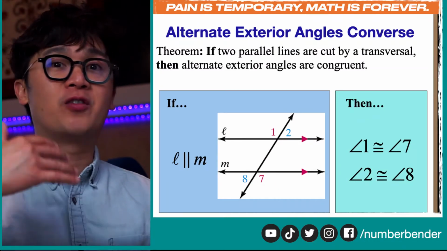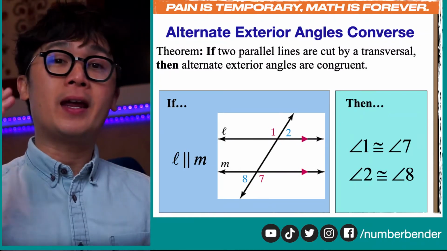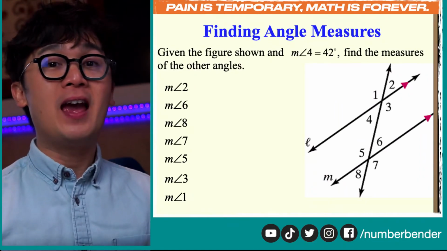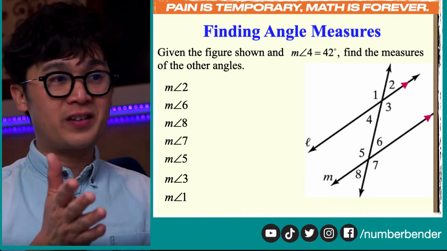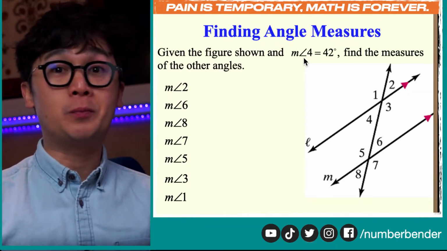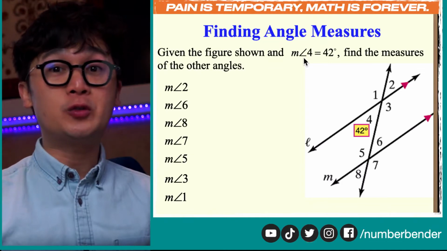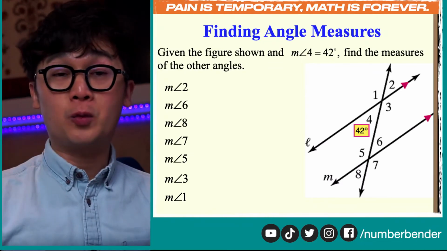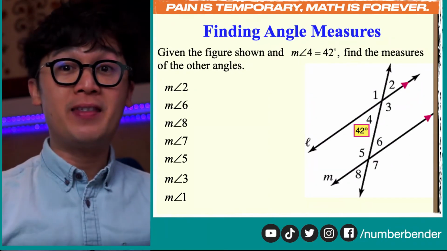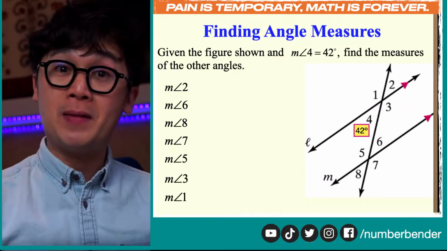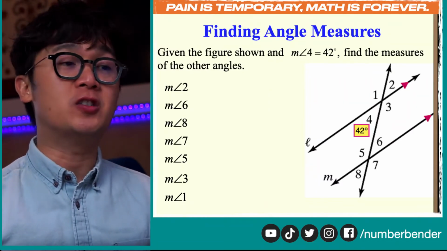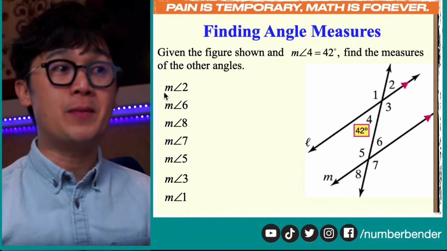And now that we have covered the theorems in parallel lines cut by a transversal, let's use them in identifying the angle measurements of all of these angles, knowing that the measurement of angle 4 is 42 degrees. So if this is 42 degrees, with all the theorems that we have learned from the previous slides, we'll be able to not only find the measure of the angles, but also give the reasoning for how we got that answer. We'll start with the easy one, which is the measurement of angle 2.